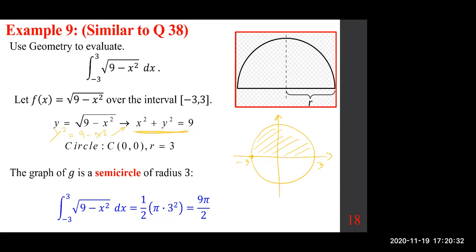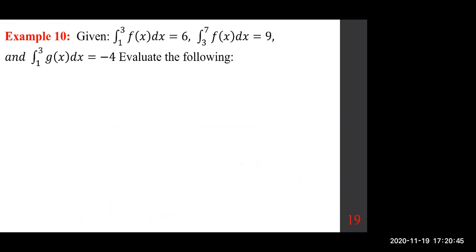So what did we do? We used a geometric shape. We happen to have a geometric formula for the area. We find the answer. Let's look at the last question, class. Same situation. We have a bunch of definite integrals, and we want to answer some questions. So we have 1 to 3, 3 to 7 for f of x, and then from 1 to 3 for g of x. So the question is, what is this one? 3 times f of x dx.